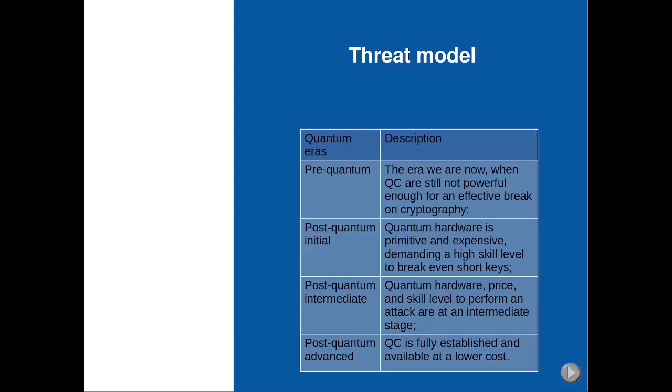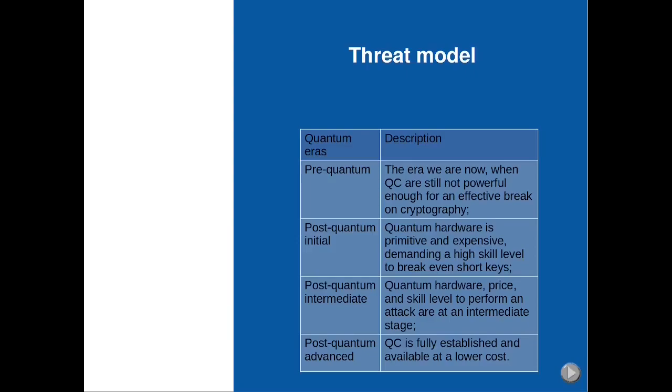Threat model. Now we're going to start talking about the eras of quantum computation. The pre-quantum era is the era we are in now, where quantum computers are not powerful enough to make an effective break on cryptography. And after this level of achievement, the post-quantum era starts.